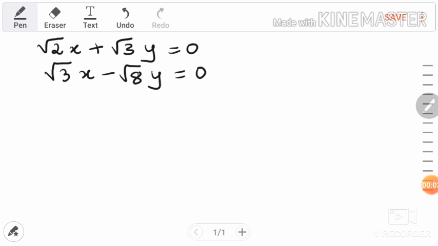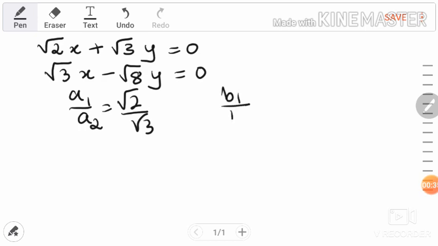Let us apply this method of substitution in this pair of linear equations. Notice that the c1 and c2 in both the equations are 0. Before solving, let's make sure that it has a unique solution. So testing the conditions for consistency, a1 upon a2 is equal to root 2 upon root 3, and b1 upon b2 is equal to root 3 upon minus root 8.